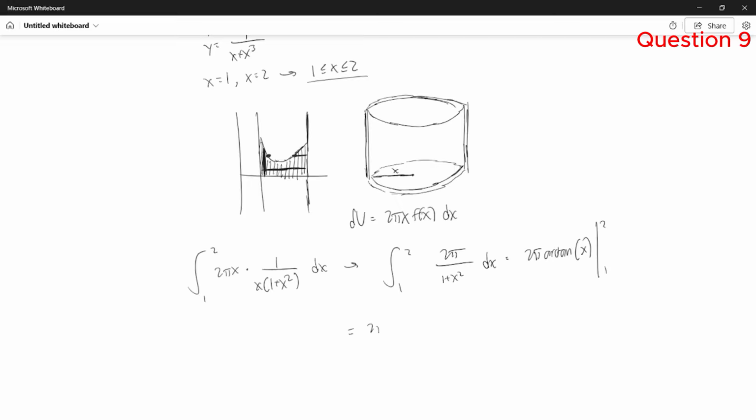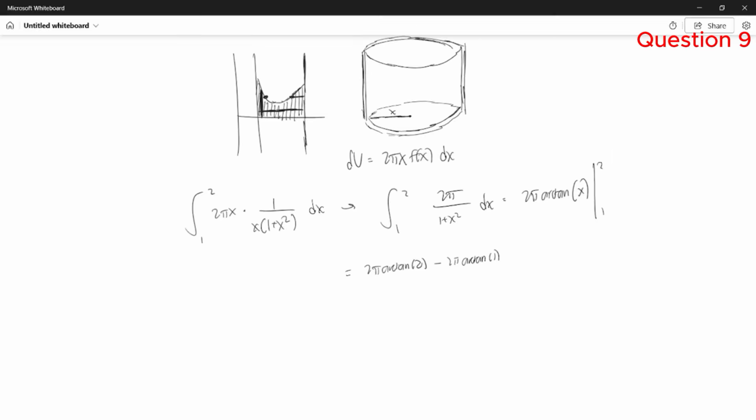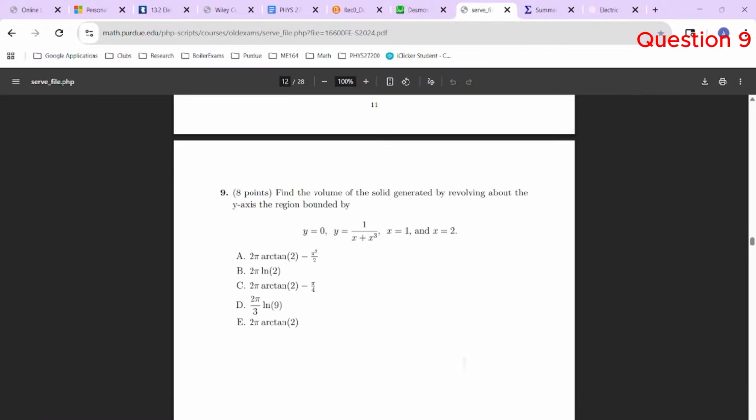Now let's solve this. We get 2 pi arctan 2 minus 2 pi arctan 1. But as you may recall, arctan of 1 is equal to pi over 4, since tan of pi over 4 is 1. You get 2 pi arctan 2 minus this blob here, which just becomes pi squared over 2. And thus you get your solution, which would be A.